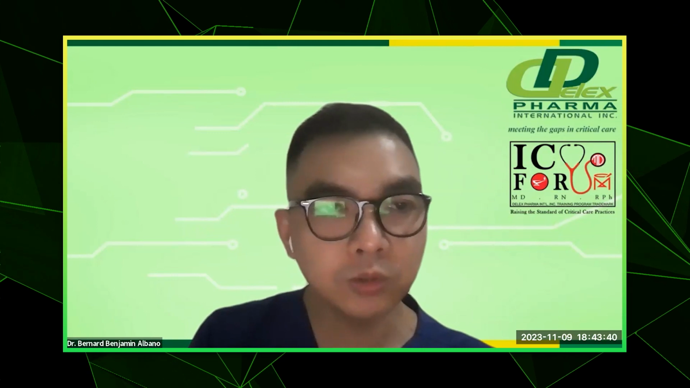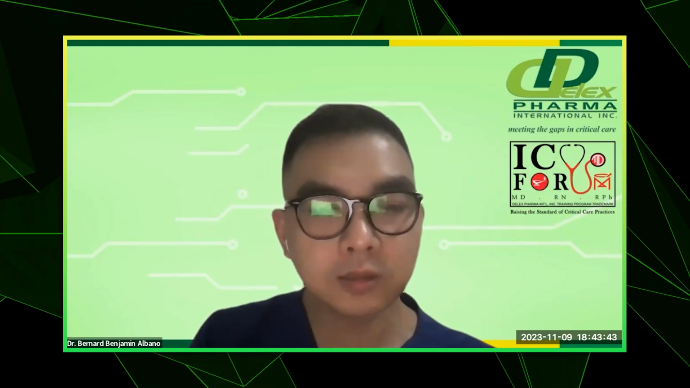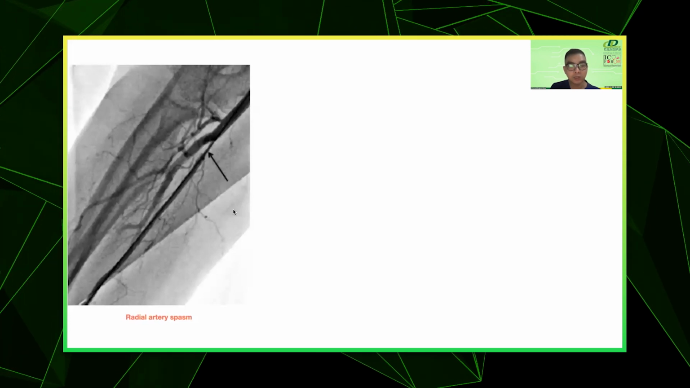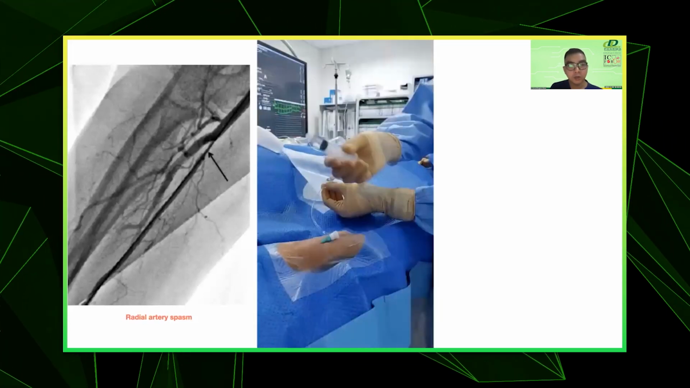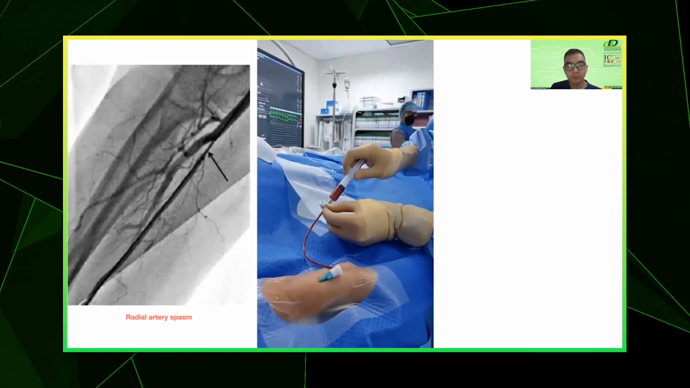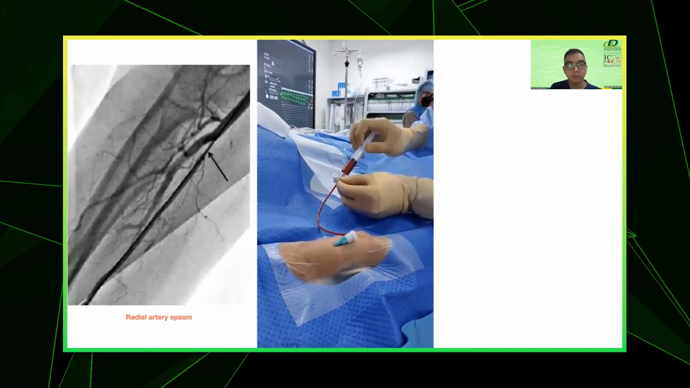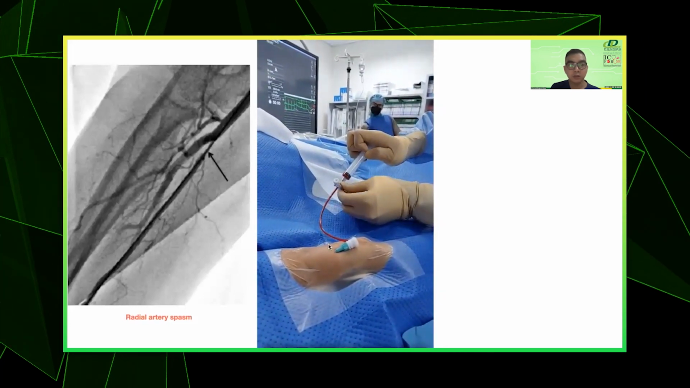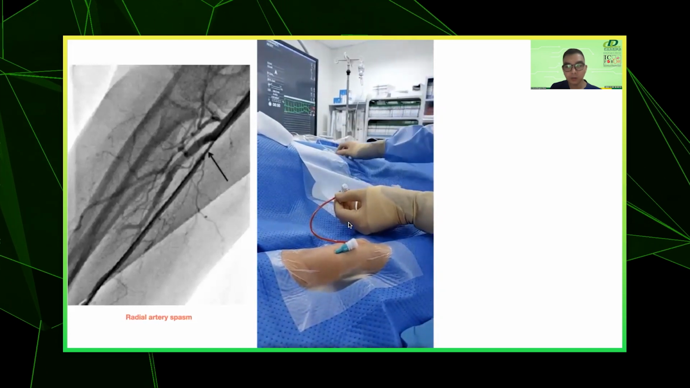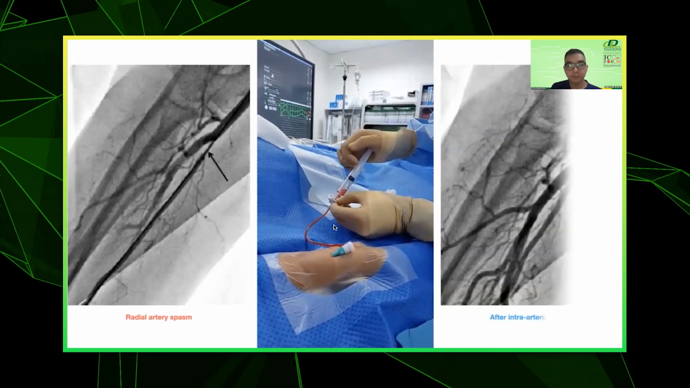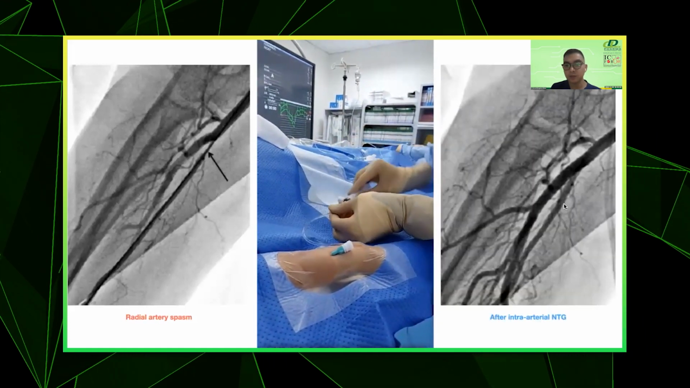So this is just to show you how we document the treatment of radial artery spasm. So this is the radial artery, which you can see as shown in the arrow. There is a narrowing in the one artery of the arm. This is how we give nitroglycerin: we can give 50, 100, or 200 micrograms diluted to 2.5 to 5 ml. And then we give it through the radial sheath. And then after administration of the nitroglycerin, there is significant improvement in the radial artery.